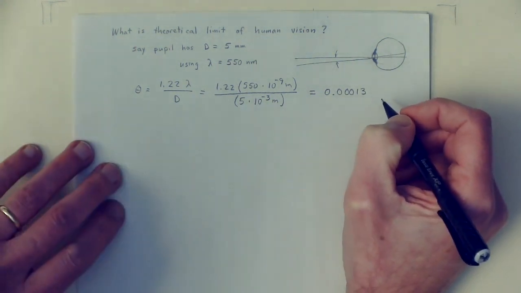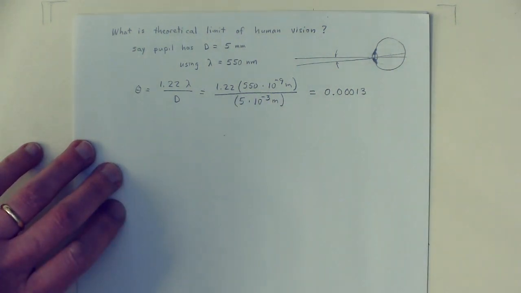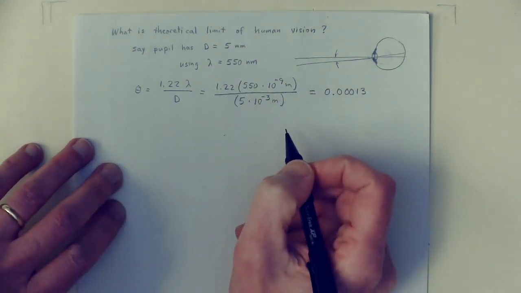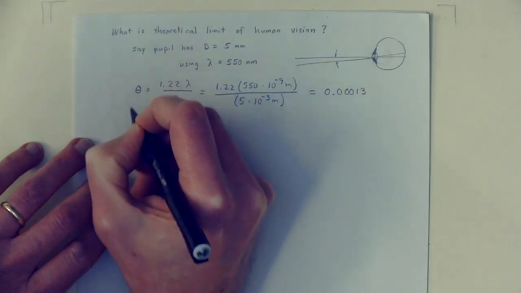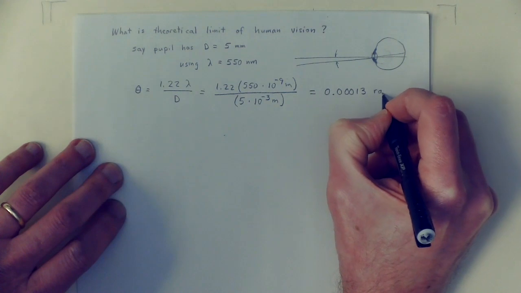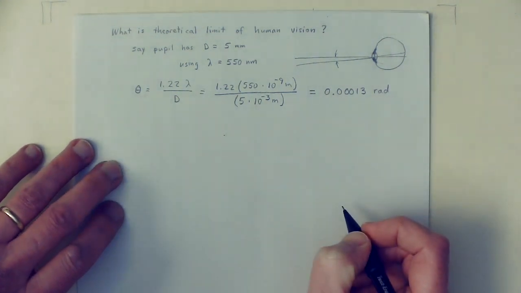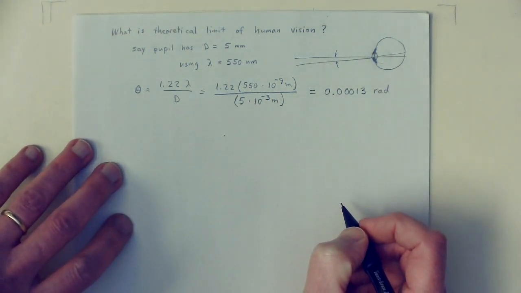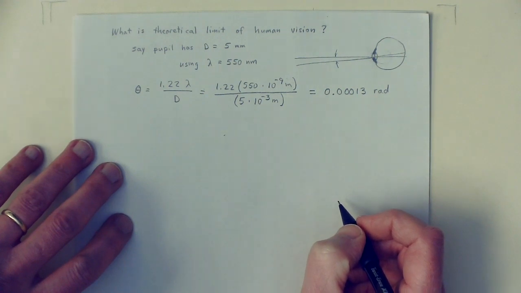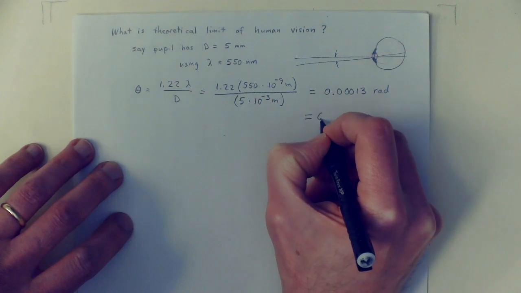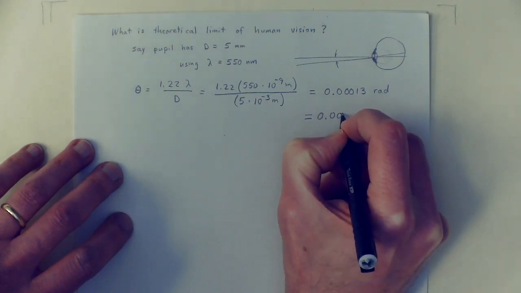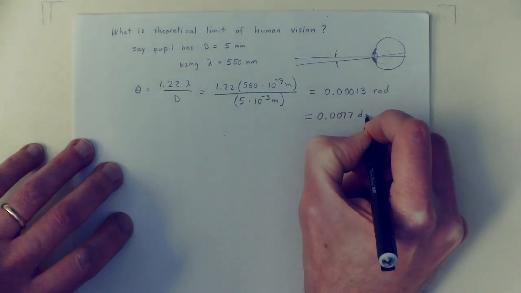You might wonder about the units. The 1.22 is just a number. So we've got meters divided by meters. Looks like we have no units. Remember, we're calculating an angle, and radians is the unit that has no units, sort of. So that's coming out in radians. That's what naturally comes from this formula. You can convert that very quickly to degrees. That's the same thing as 0.0077 degrees.